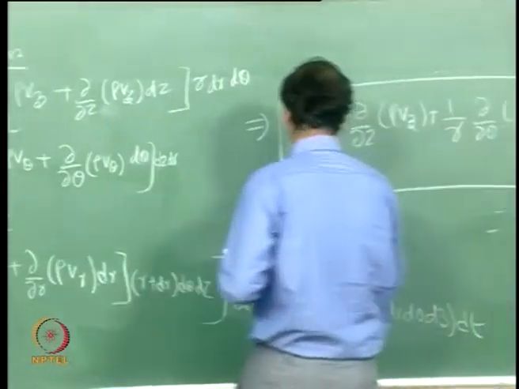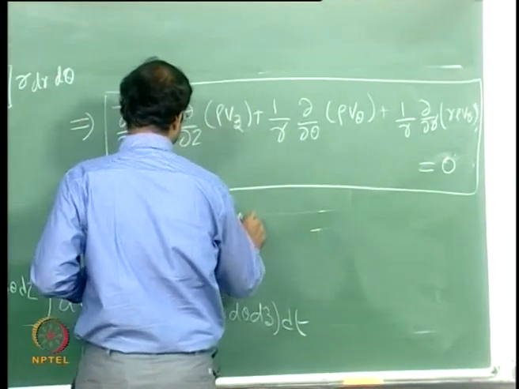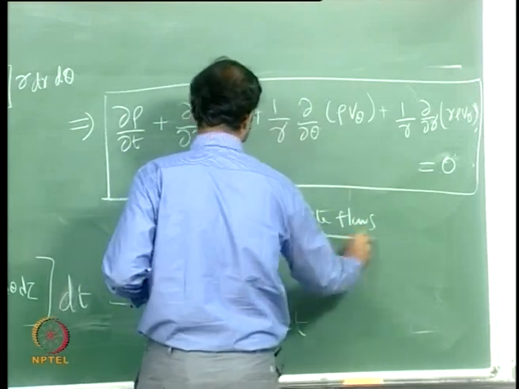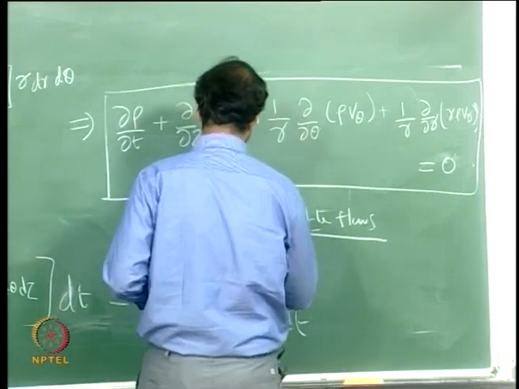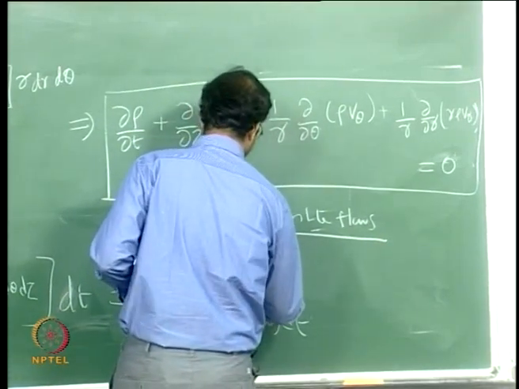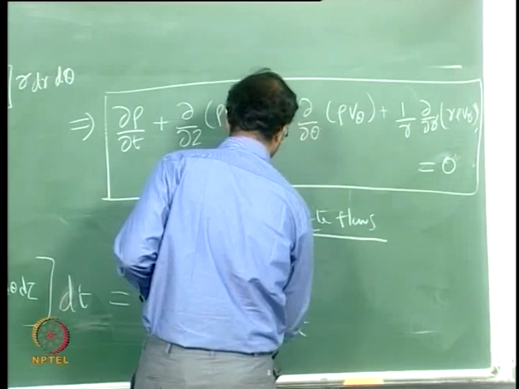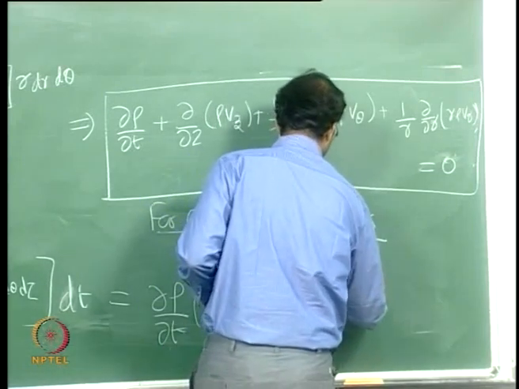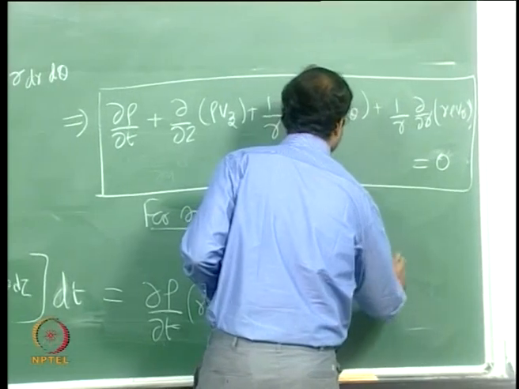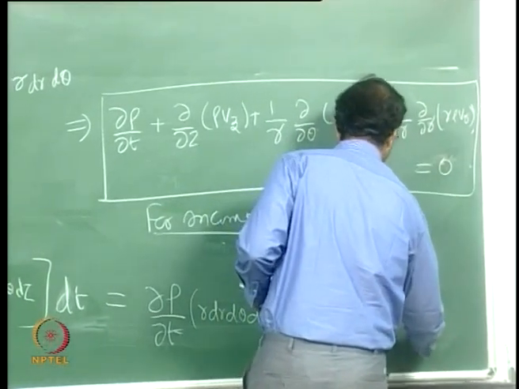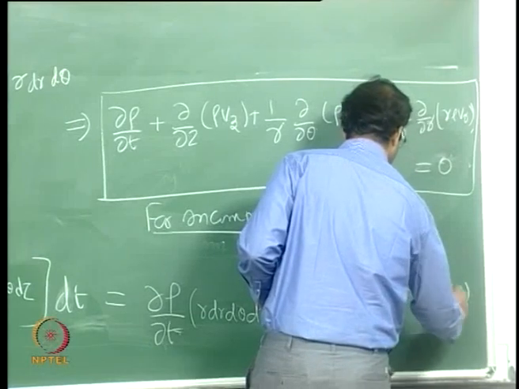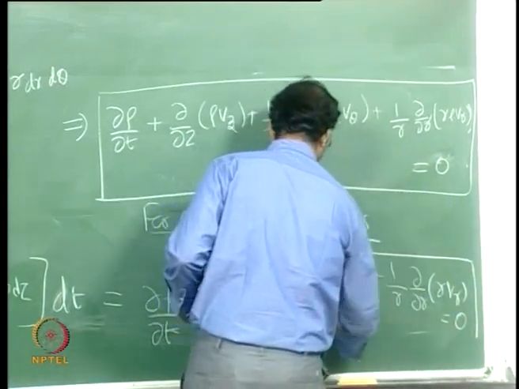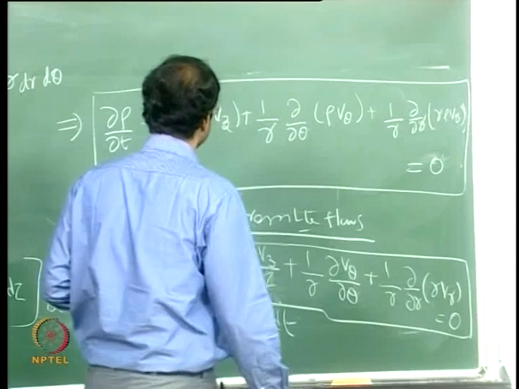Once again, for incompressible flows, if you neglect the density variation with respect to time and space, then this will reduce to dvz by dz plus 1 by r dv theta by d theta plus 1 by r d by dr of r vr is equal to 0. So this is your incompressible form of continuity equation in the cylindrical coordinate system. Okay.